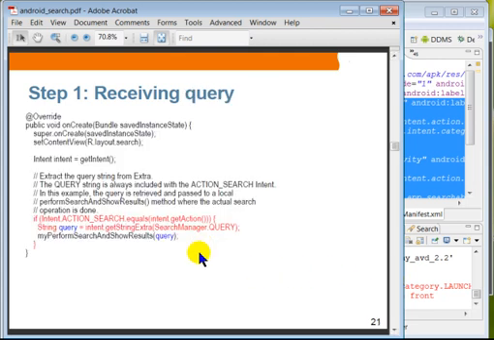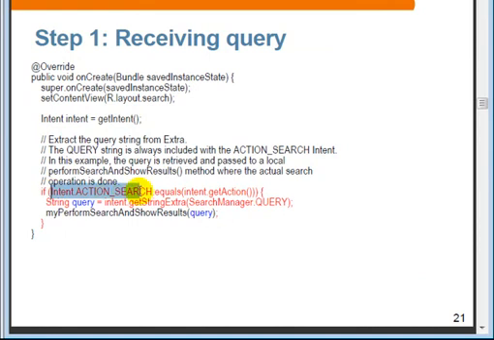So this is code that we have seen in Hello World 1. Again, we check whether the action is action search. If that's the case, we provide a key, SearchManager query key, and then call get string extra, and then we get the query string, and then we actually perform the search with the query.